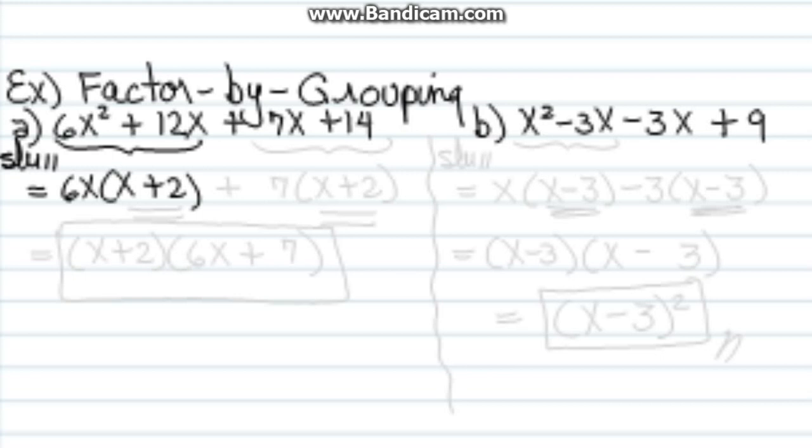What is the number that they have in common? 7. And what power of x do they have in common? Nothing. So it's just 7. Bring the 7 out in front, plus 7, parenthesis. We multiply by x to get the 7x, and then positive 2 to get the 14.